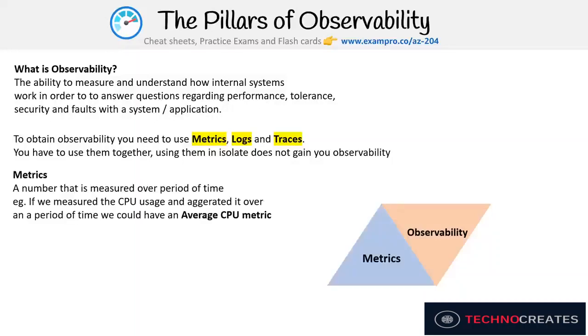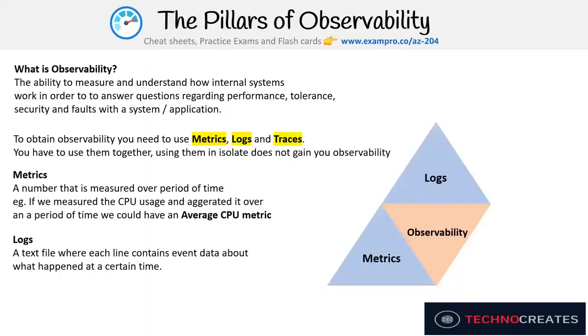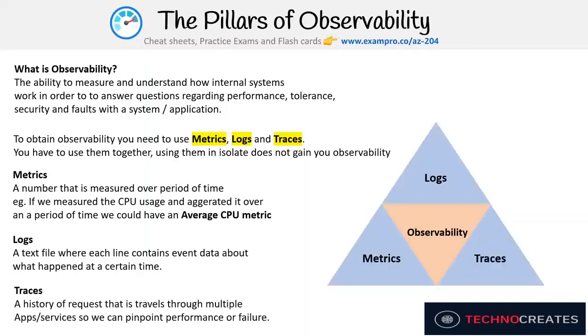So let's define those three things. The first thing is metrics, and that is a number that is measured over a period of time. If we measured the CPU usage and aggregated it over a period of time, then we would have the average CPU metric. Then you have logs. These are text files where each line contains event data about what happened at a certain time. And then you have traces, and this is a history of requests that travels through multiple apps and services, so we can pinpoint performance or failures. And I like to make the joke that it looks kind of like the Triforce of observability once you've constructed it there at the end.